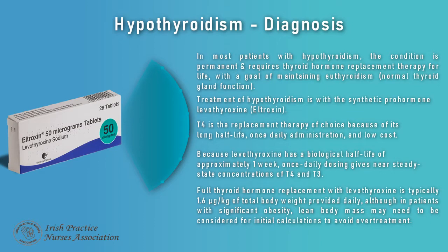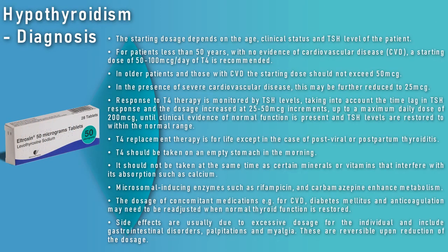Because levothyroxine has a biological half-life of approximately a week, once daily dosing gives near steady state concentrations of T4 and T3. Full thyroid hormone replacement with levothyroxine is typically 1.6 micrograms per kilogram of body weight, provided daily, although in patients with significant obesity, lean body mass may need to be considered for initial calculations to avoid overtreatment. The starting dosage depends on the age, clinical status, and thyroid stimulating hormone level of the patient.